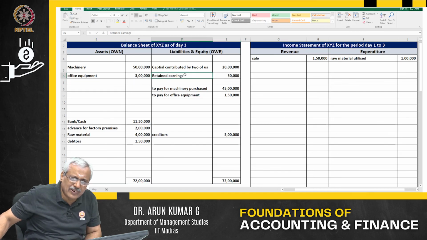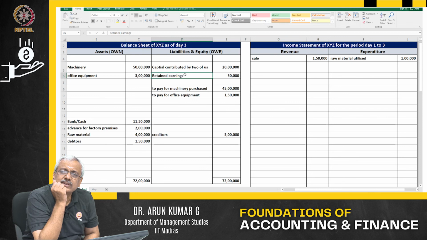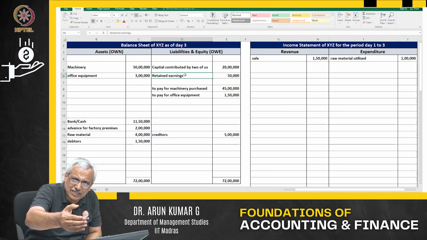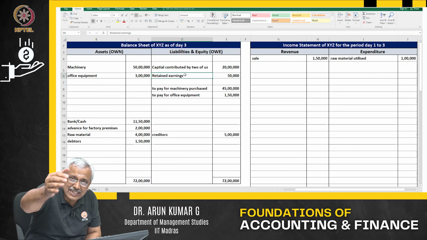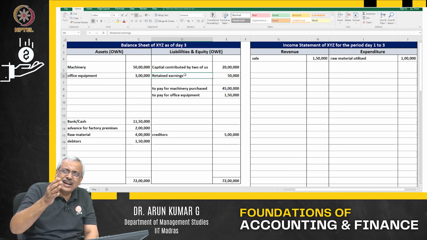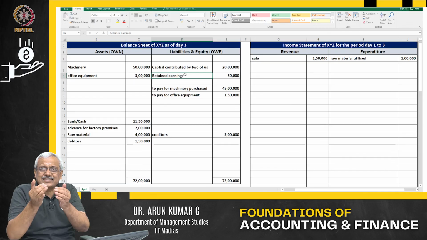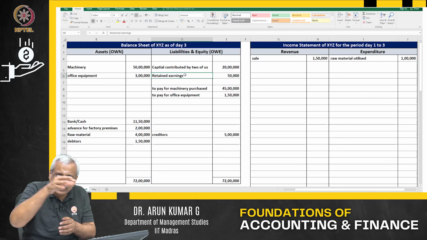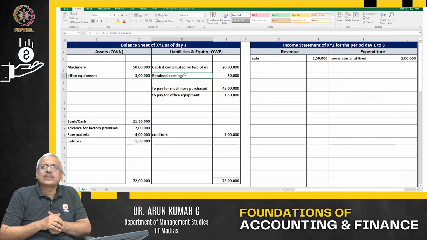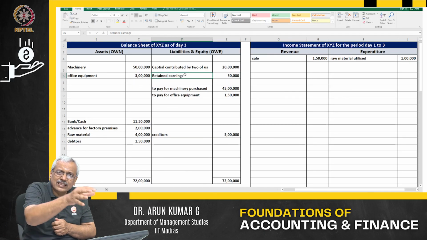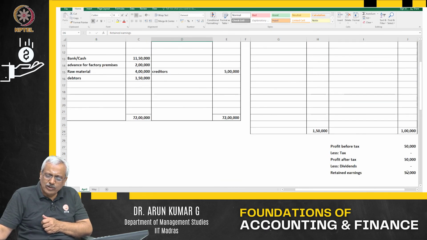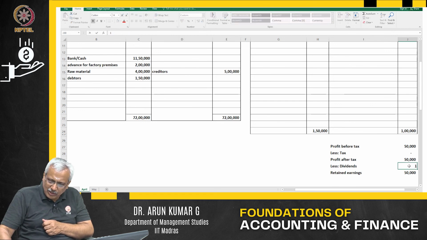Then why did I use the word retained earnings? Because that is the earnings of the company which is retained in the company itself. It is not distributed still. If it is distributed, it will be distributed in the form of dividends. As long as it is not distributed, it is retained in the company. Earnings which is retained within the company XYZ. Supposing the company says, out of the 50,000, I am going to pay 10,000 as dividends.